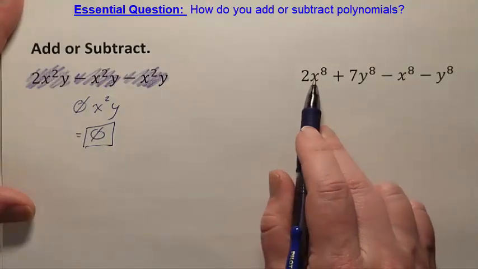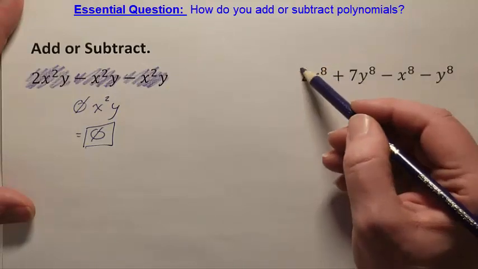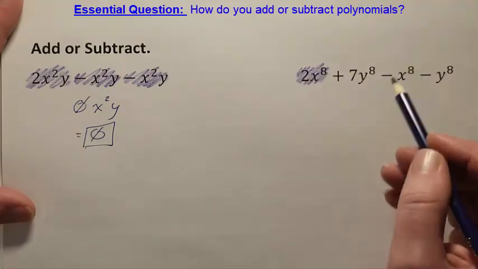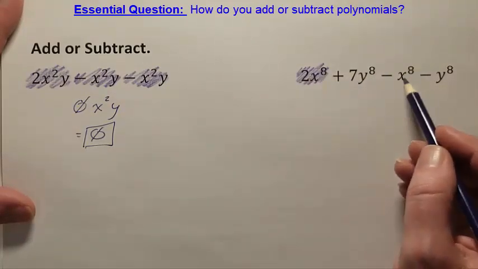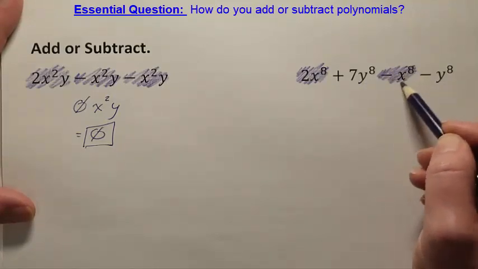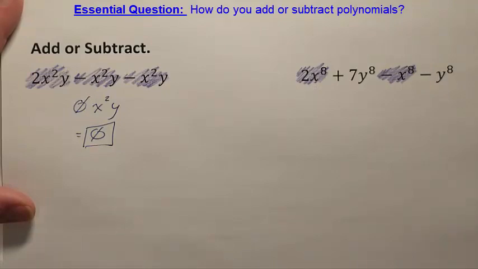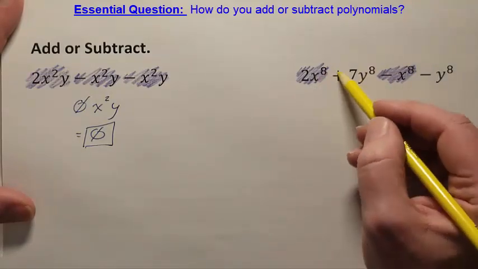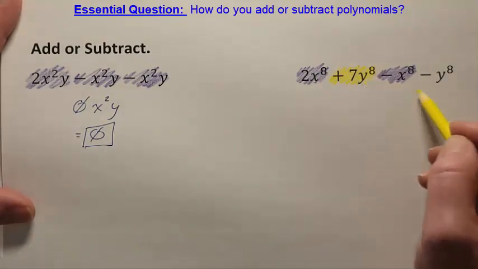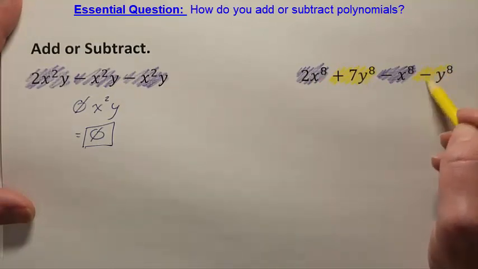Over here, x to the 8ths, I need to visually see, here are my x to the 8ths. That is not an x to the 8th, but this is, so here is my minus x to the 8th. No other x to the 8th, so I now identified all my x to the 8ths. I'm going to go and identify my y to the 8th. So this is a positive 7 y to the 8th. And here's another y to the 8th, so this is a minus y to the 8th.